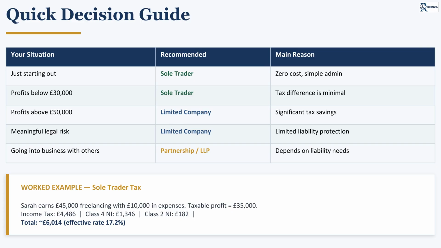If your profits are consistently above £50,000, a limited company becomes significantly more tax efficient. The savings from the lower corporation tax rate and dividend strategy can be substantial. If your business carries meaningful legal risk, a limited company protects your personal assets through limited liability. And if you are going into business with others, you should consider a partnership or a limited liability partnership.